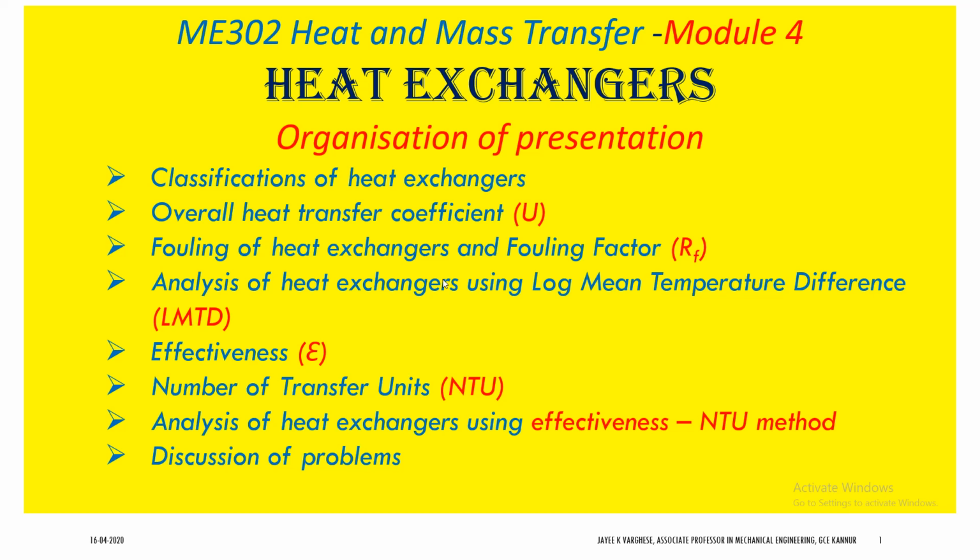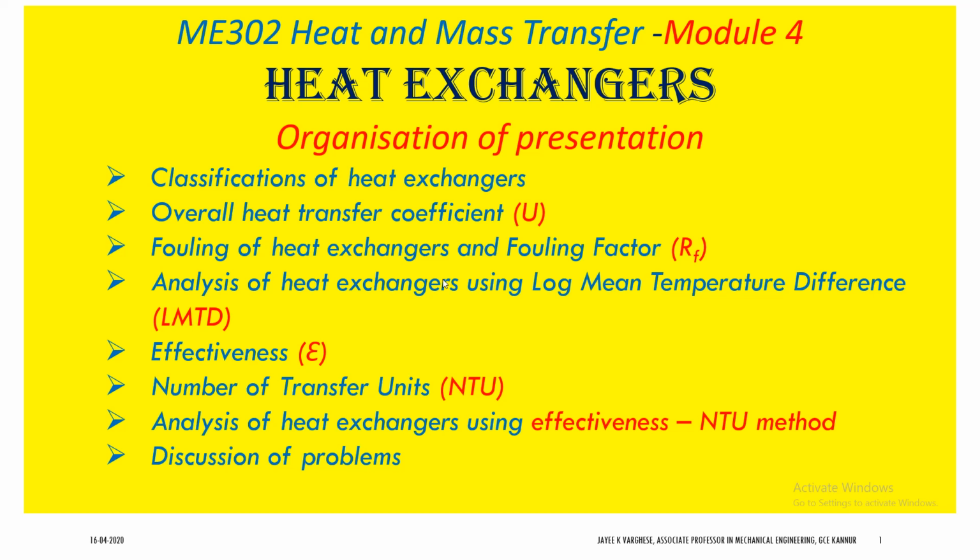Then fouling of heat exchangers. This is a phenomenon, and also the calculation of the fouling factor. The fouling factor is nothing but the additional resistance incurred due to the fouling. Then we will have analysis of the heat exchangers using log mean temperature difference. We'll understand the meaning of log mean temperature difference, and we'll derive it for four different types of heat exchangers and try to understand how to use this LMTD for the analysis.